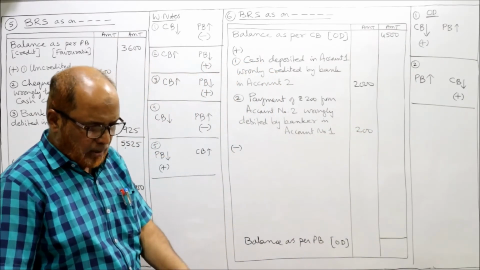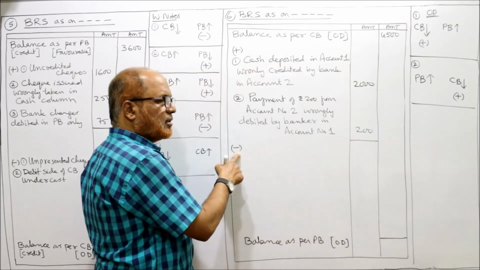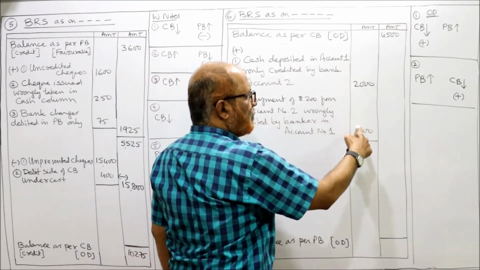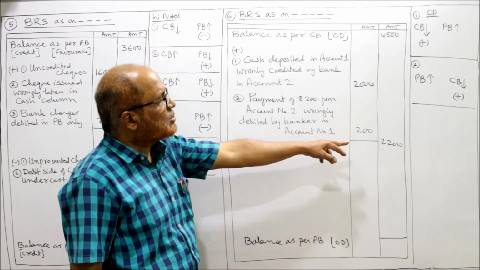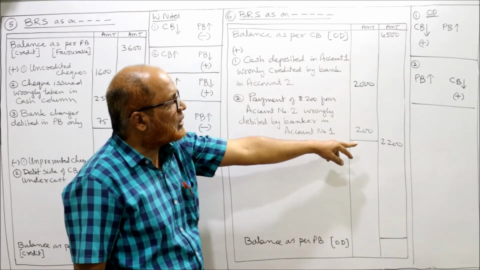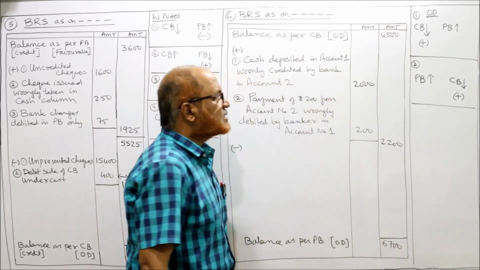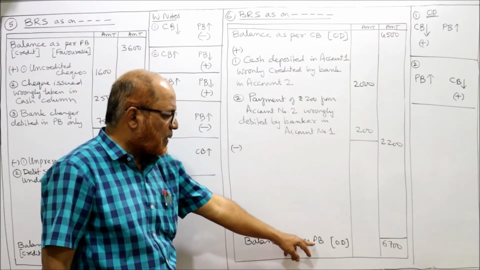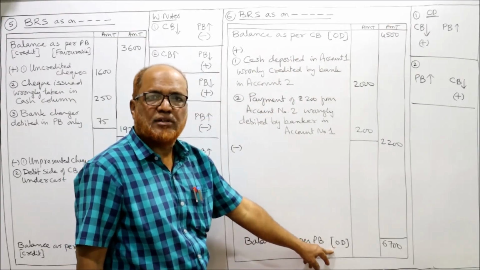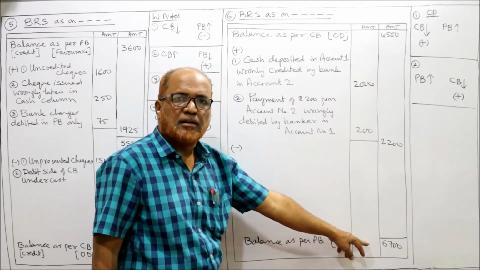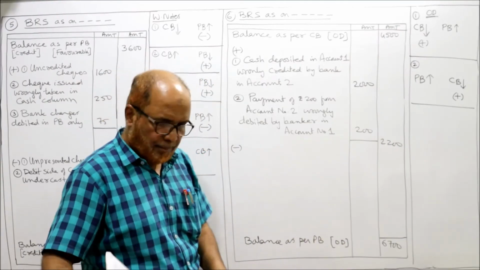That's all. Only 2 items are given, so there are no deduction items. There are no less items. So 2000 plus 200, 2200 we have to add. So 4500 plus 2200, you will get 6700. This is the balance as per the passbook. This is the balance as per the cash book. This is the balance as per the passbook. Overdraft, same balance. I am getting positive, so it is overdraft as per the passbook.